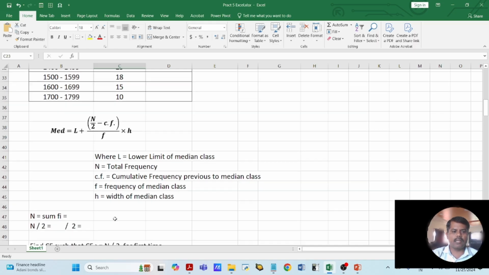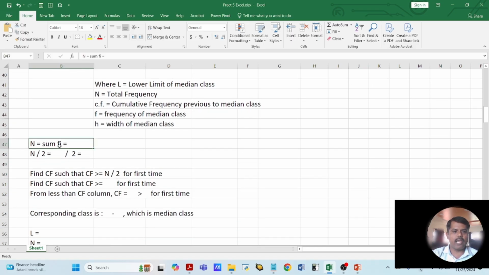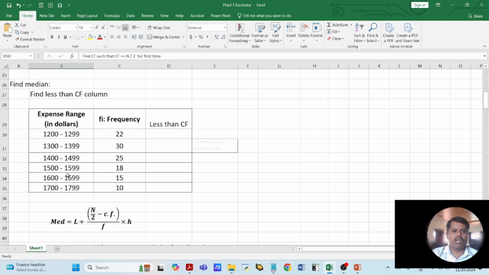So how to find median class? To find median class, we have to use the following steps. First, find n, that is sum of fi, and that we already found, 120. So n by 2 is 120 by 2, and it is equal to 60. So we have to look in the CF column. So what is CF column? It is cumulative frequency column.